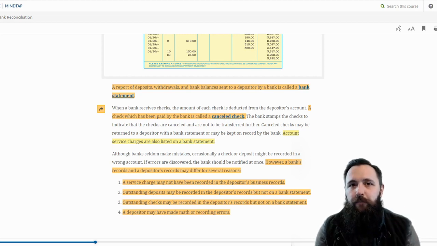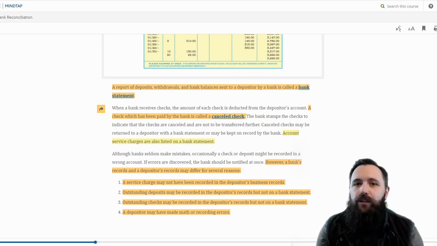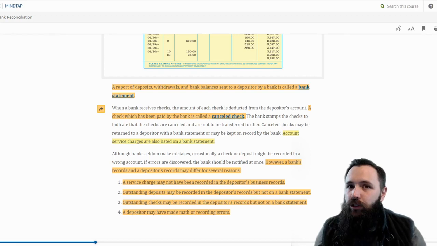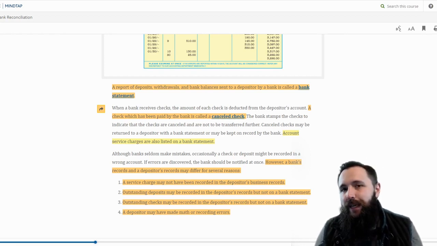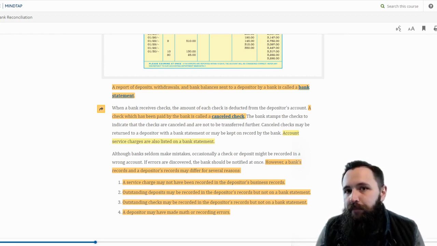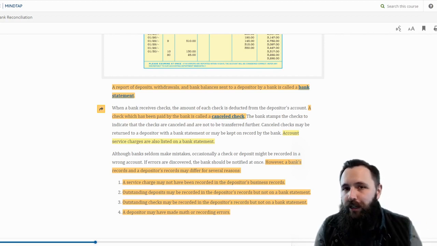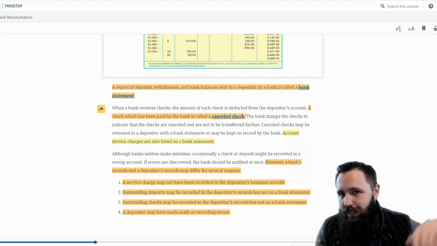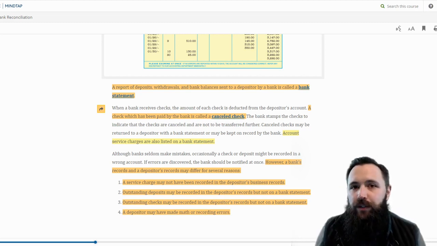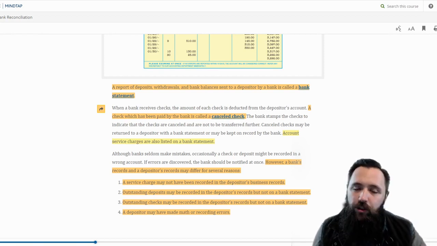We do it immediately. But how quickly does the person you're writing the check to actually take it to the bank? That would be an outstanding check, okay? So that might not show up on our bank statement yet because the check has got to go in the mail or whatever else it gets to them, and maybe it sits on their desk for a week. Well, that's not going to show up on your bank statement, but it will show up in your depositor records, your checking account.